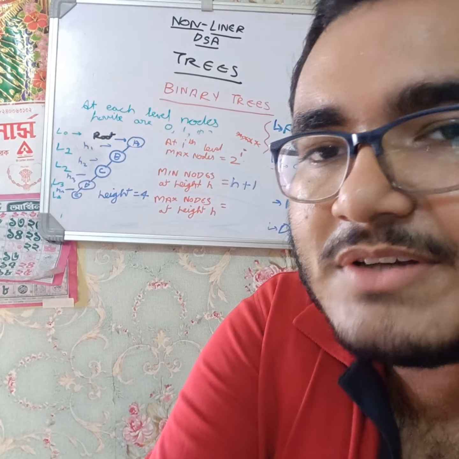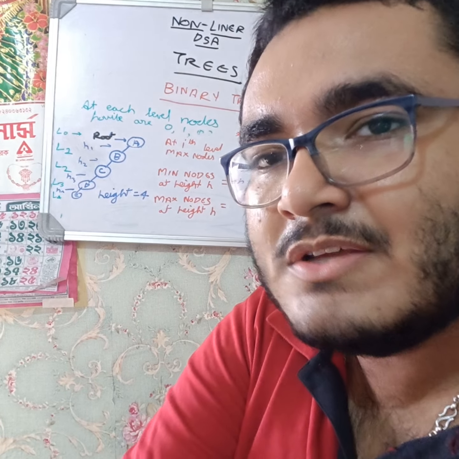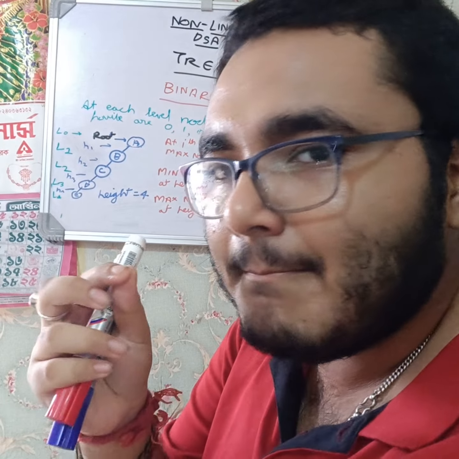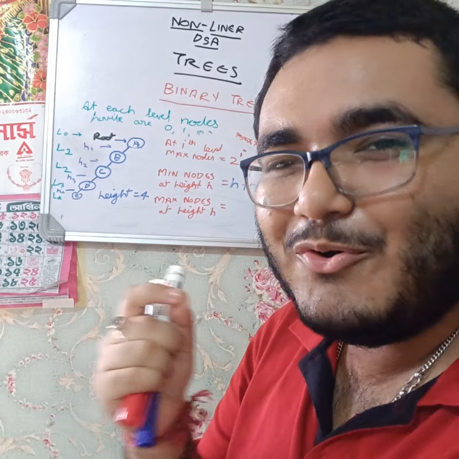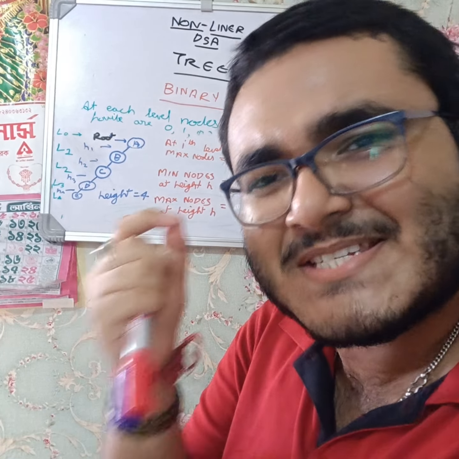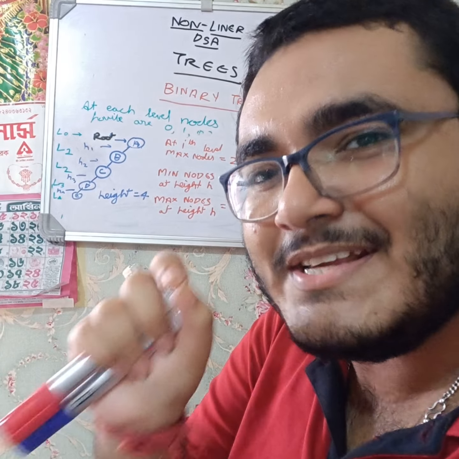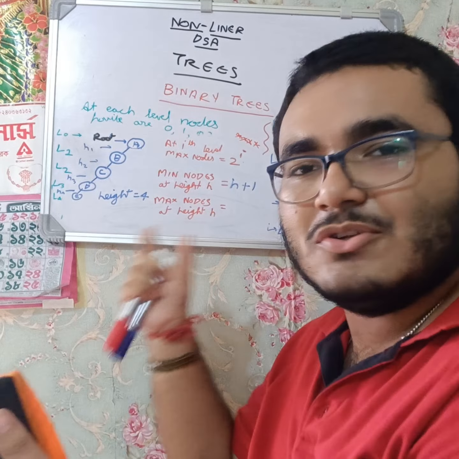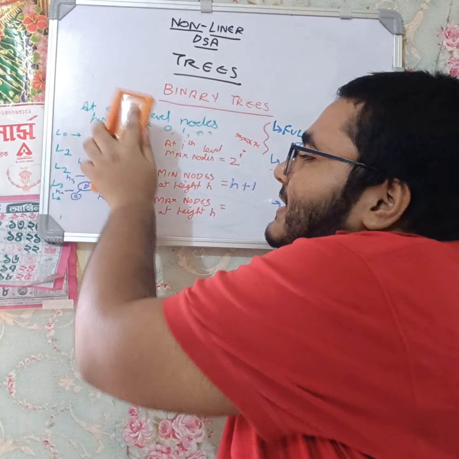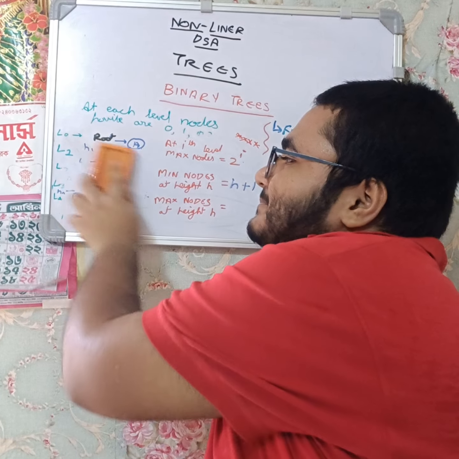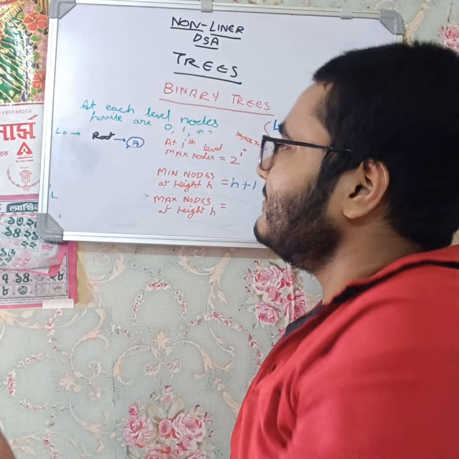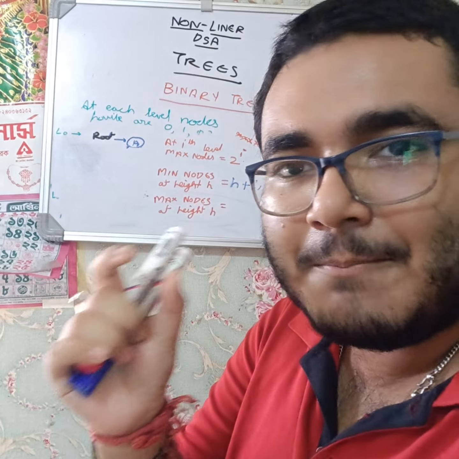Now comes the maximum nodes possible at height h. So how do we calculate that? It is a bit tricky, but easy. You have to know basic maths, AP and GP series. Only the GP series sum you require. Let me elaborate. Suppose at level 1, now I am talking about the maximum, right?